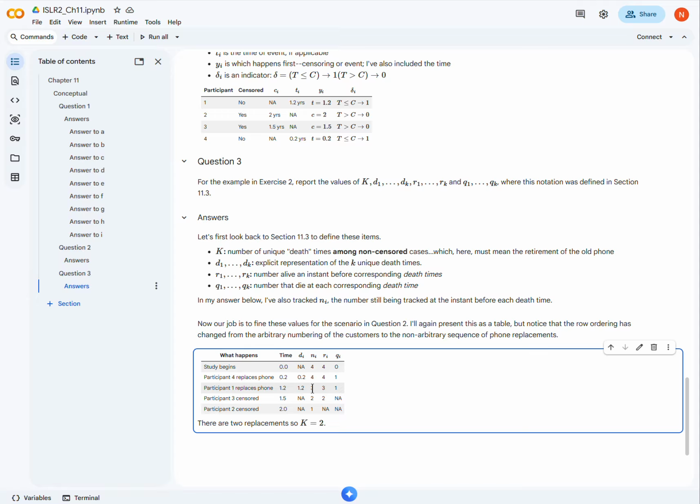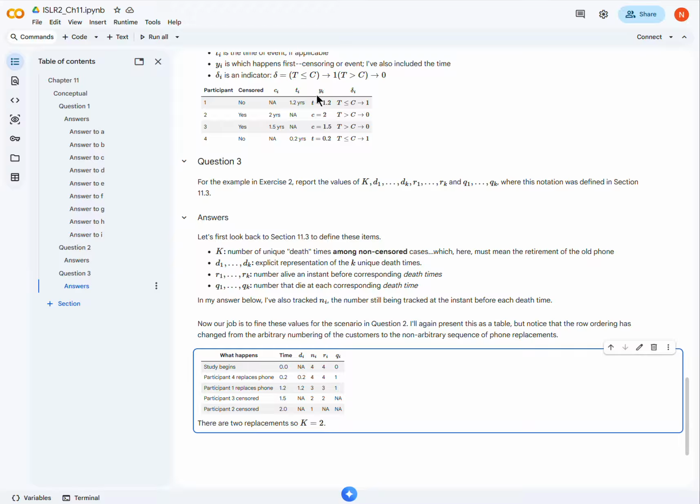Just before this, we were tracking 3, right? Because we lost participant 4. And of those 3, all of them had their phone. Okay. And at time 1.2, 1 phone died. Okay.